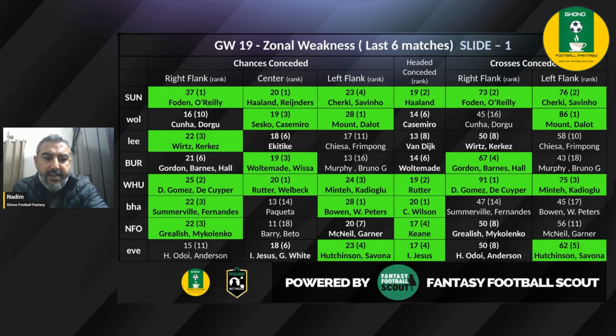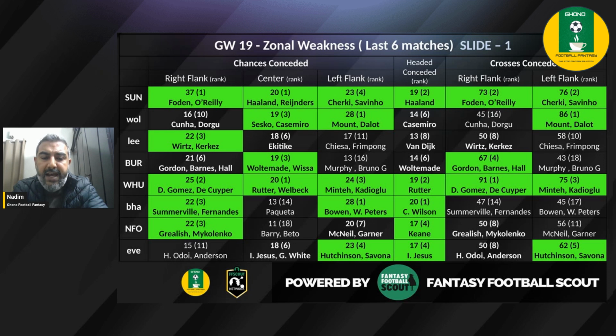Then it's West Ham versus Brighton, and both the fixtures are covered here, as you can clearly see. Okay, let's start with, of course, Brighton first. And Brighton, as you can see, it's Gomez and De Cuyper who could do well down the right flank of West Ham, given the fact that they have considered 25 chances and are ranked second.